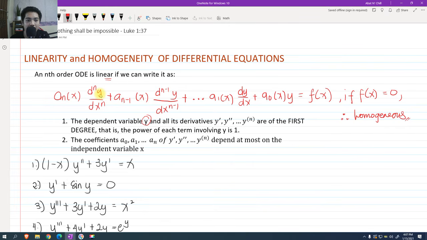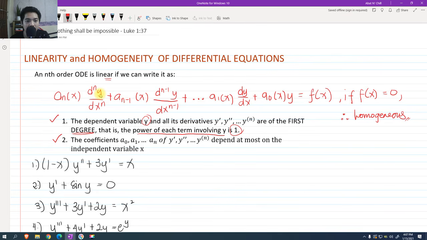So the dependent variable y in this example and all its derivatives y prime, y double prime, etc., up to the nth derivative, are of the first degree, meaning the power of each term involving y should be equal to 1. If there are derivatives in our equation that are not of degree 1, then that is already non-linear. So that's point number 1.